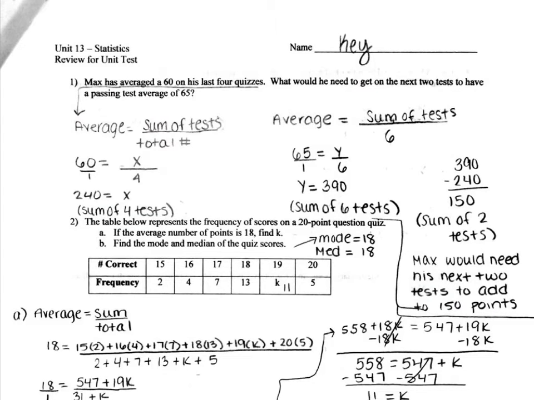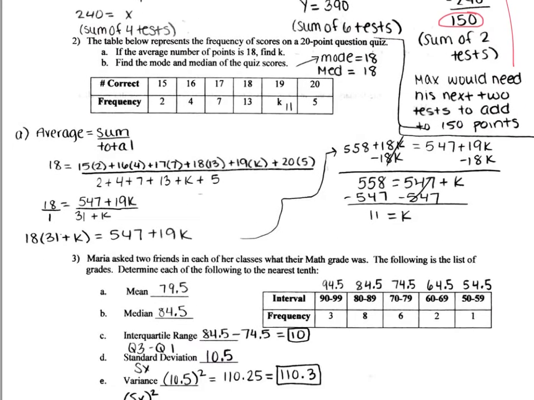Now, he could have one test of 100, another test of 50. He could have 2 tests of 75, or any other combination that you can think of. We definitely can't find out exactly what each test would be, but we can find out their sum. So the answer is 150: the sum of the next 2 tests would have to be 150. Okay, let's move on to example number 2.